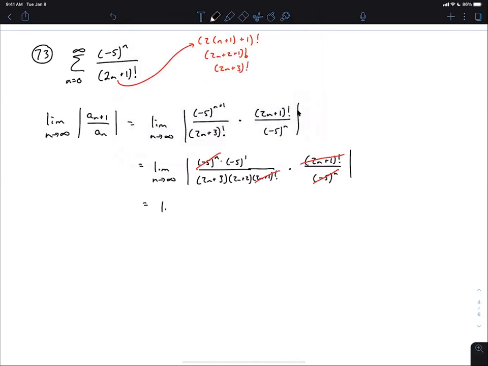And now there's nothing to pull out, although I guess you can pull out the 5 if you want, but the absolute value of -5 is 5. And then the bottom is 2n plus 3, 2n plus 2. And now the limit as n goes to infinity of this is 5 over infinity, which is 0. And so this isn't an interval of convergence. It's just, does this converge or diverge? This is less than 1. And because that's less than 1, then the series converges absolutely by the ratio test.